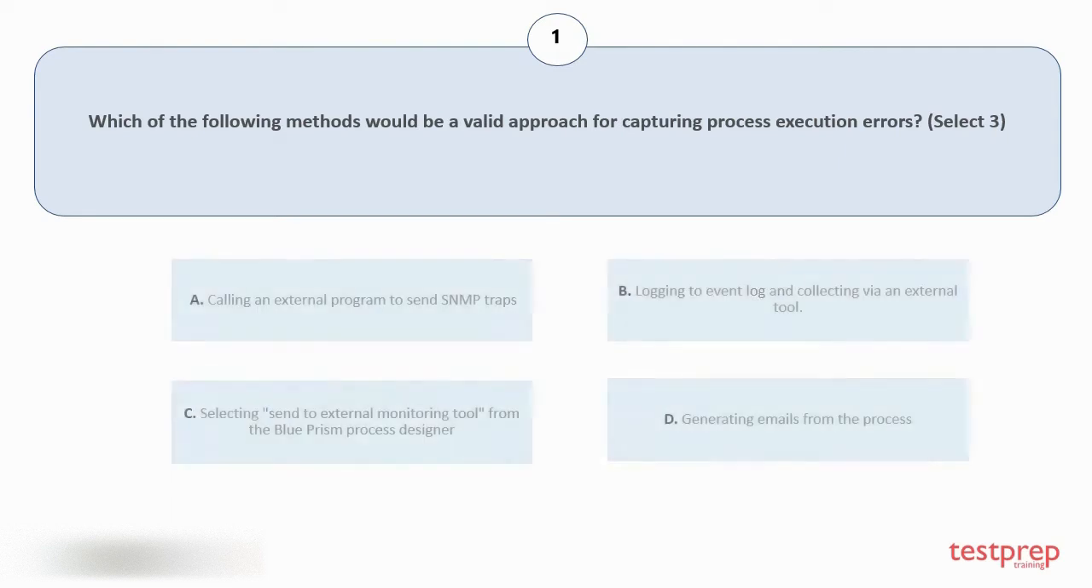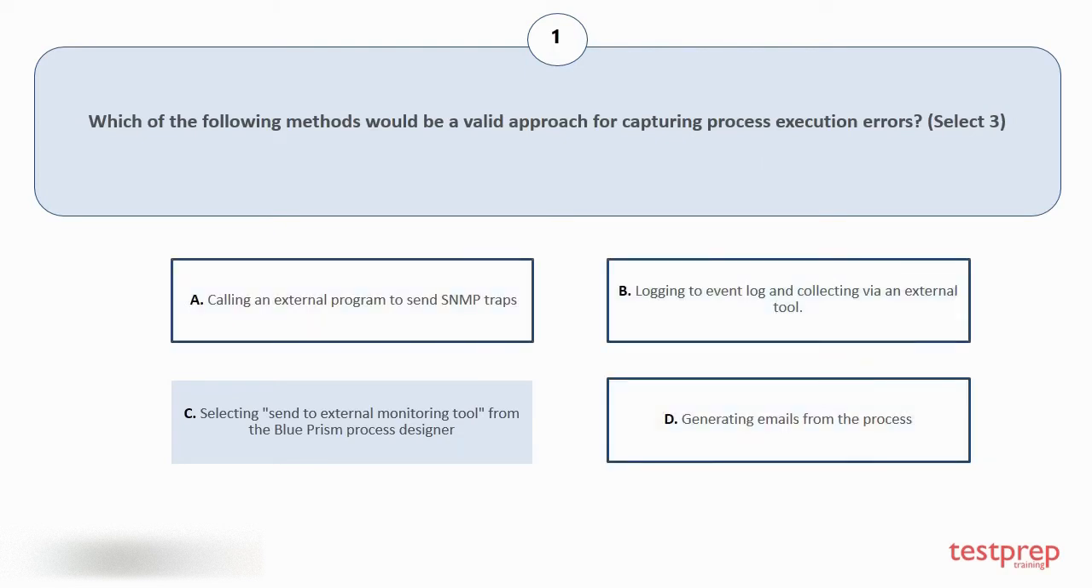Your options are A. Calling an external program to send SNMP traps. B. Logging to event log and collecting via an external tool. C. Selecting Send to External Monitoring Tool from the Blue Prism Process Designer. D. Generating emails from the process. The correct answers are option A, B, and D.